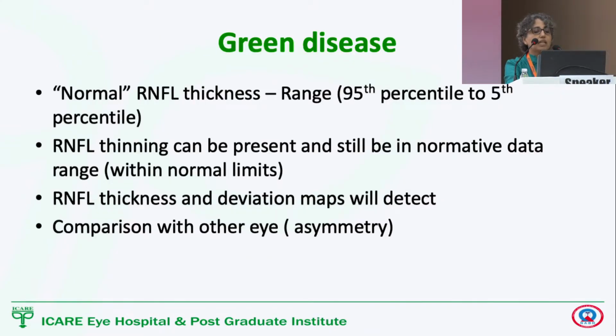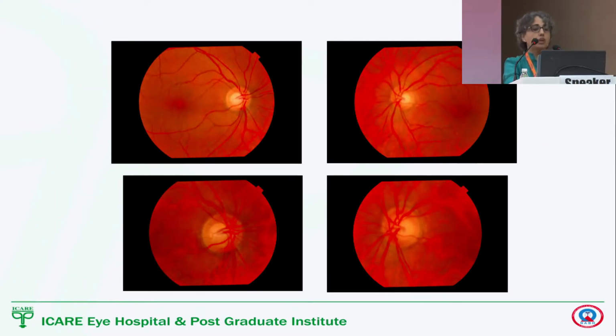Okay, this was just the highlight. So green disease, as I said: normal RNFL thickness is basically a range from the 95th percentile to the 5th percentile, and there can be RNFL thinning in some patients which might be present pathologically and still be a part of the normative data, as I just showed you in the previous case's right eye. So it's important, but if you pay attention to the RNFL thickness and deviation maps, you will be able to pick up these early defects which will remain in the gray zone, will remain in the normative data range, but they are abnormal. And the comparison is extremely important. Look at another example.